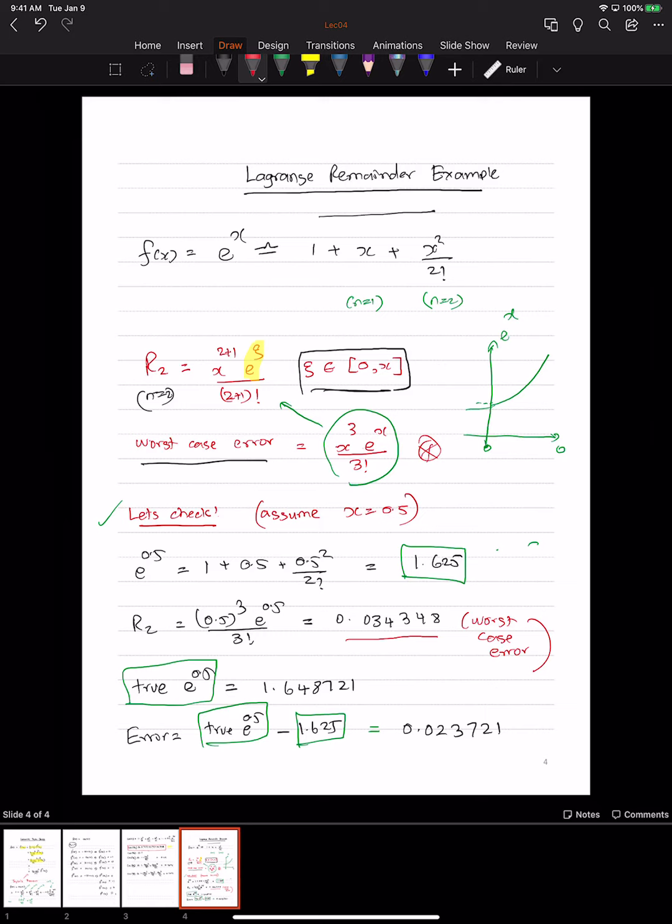The true e to the power 0.5 can be computed using your calculator, or other software. You can even Google it. E to the 0.5, very close to true, is 1.648721. So the true value minus the value that we computed is 0.023721. This is the real error, and the other is our worst case error. The worst case error will always be slightly greater than the actual error. So the worst case error tells us the worst that could happen when you use this approximation with this many terms.